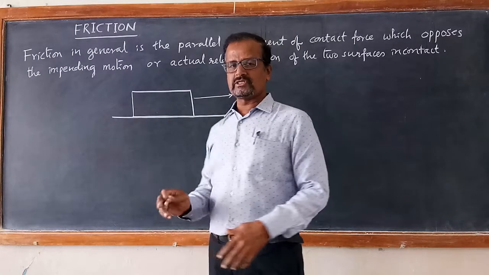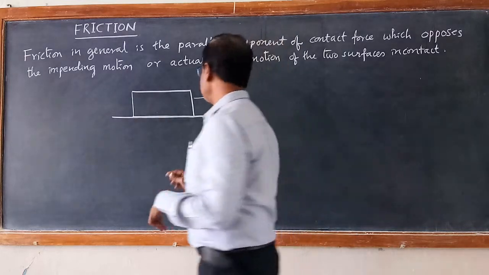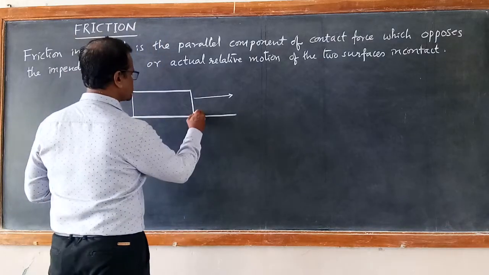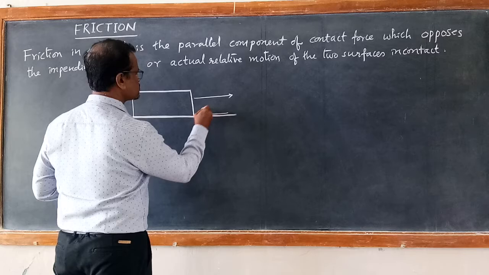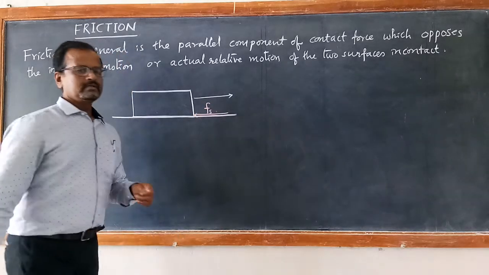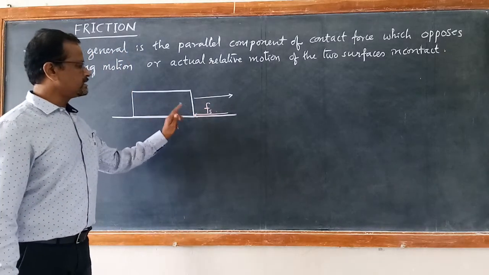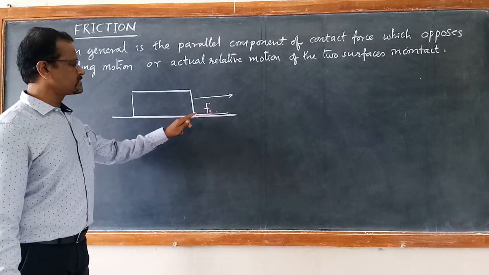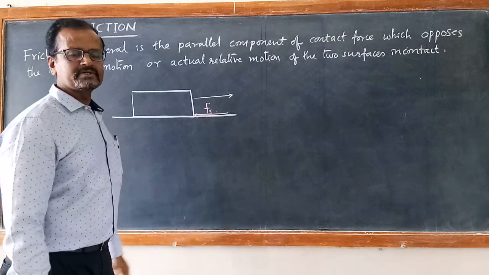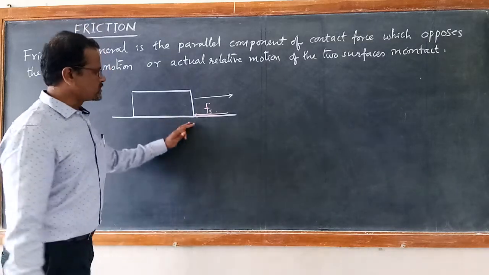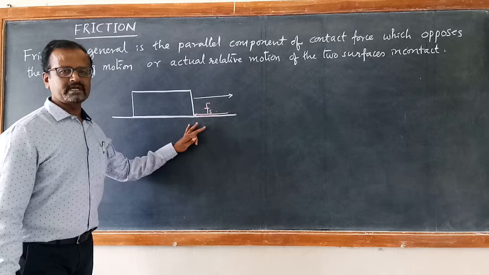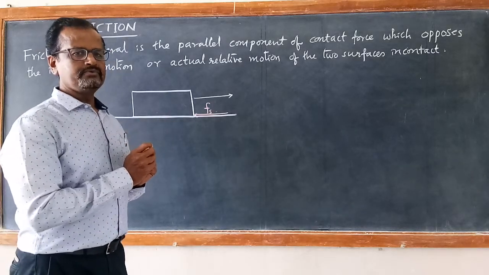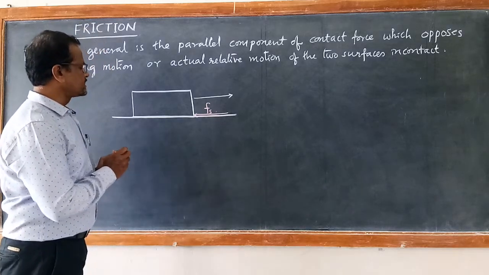So if it is at rest, it means what? There must be some contact force, and that contact force must be in the opposite direction. That must be static friction. The impending motion is opposed by this friction, and this friction is a static friction. Then how much should be the maximum value of static friction so that the box will be at rest? If you calculate that, it is going to be very interesting.